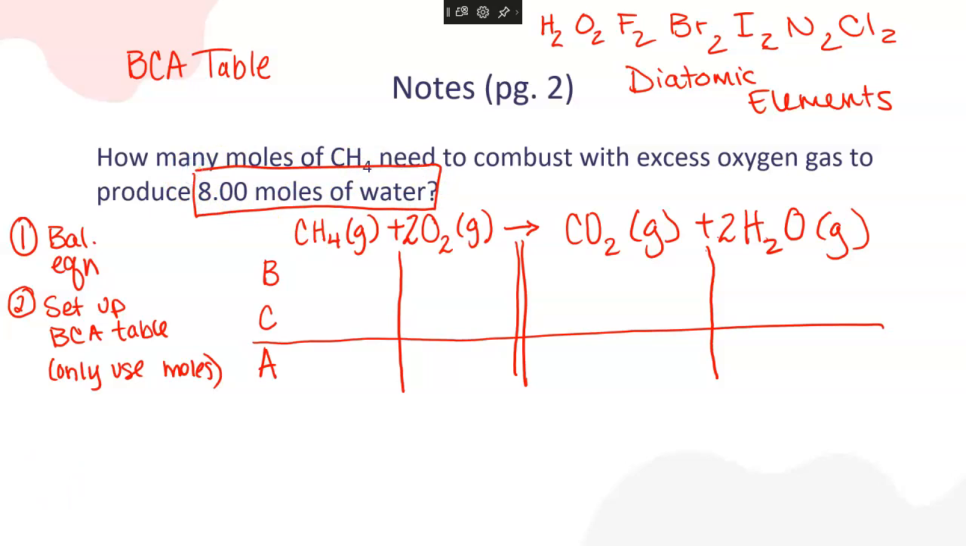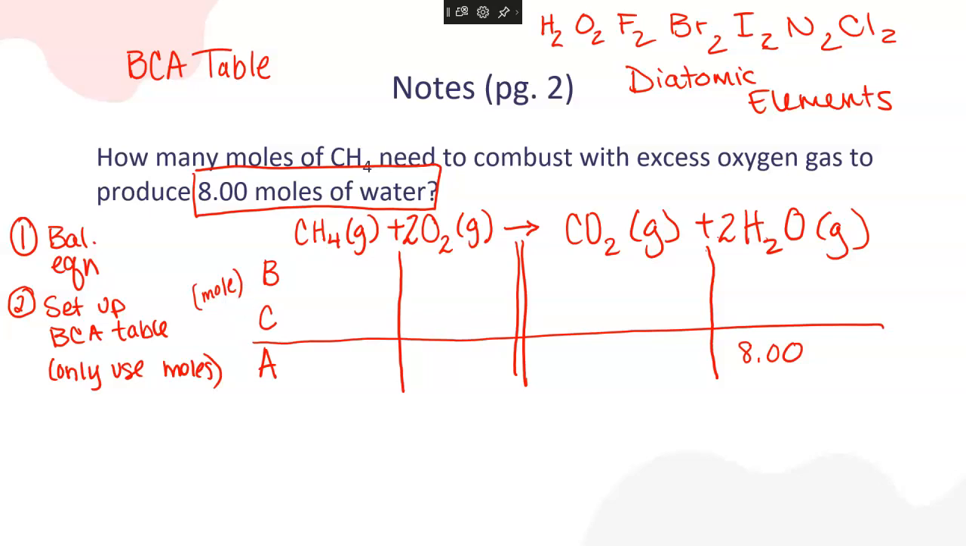Is water a reactant or a product? A product. So are we going to have water before our reaction starts or after? After. So we will fill in 8 here. You can, but you do not need to use units in the BCA table because you only use moles in the BCA table. Okay?